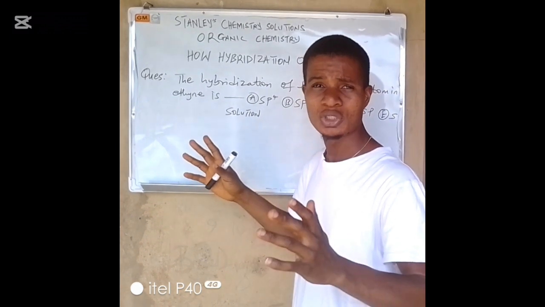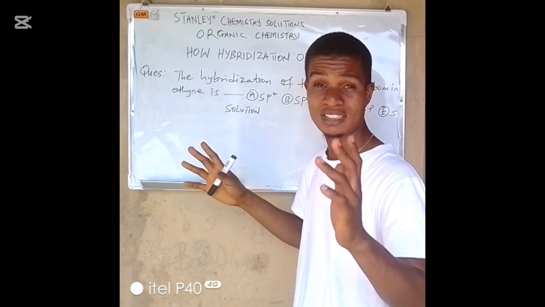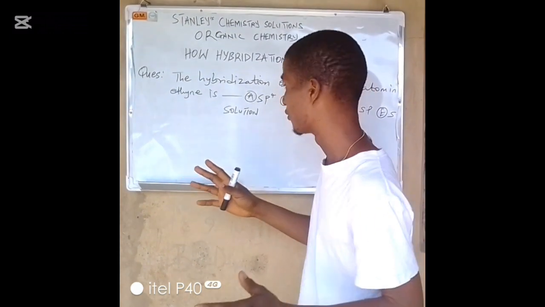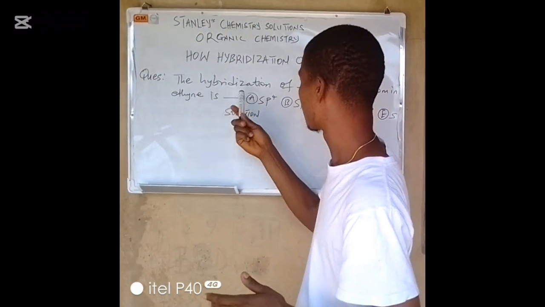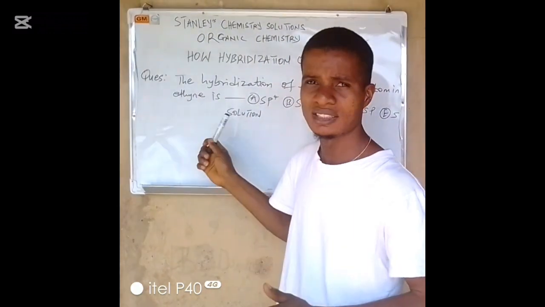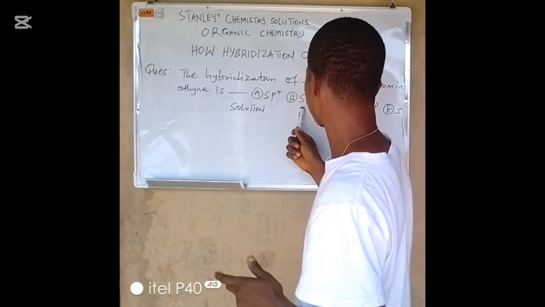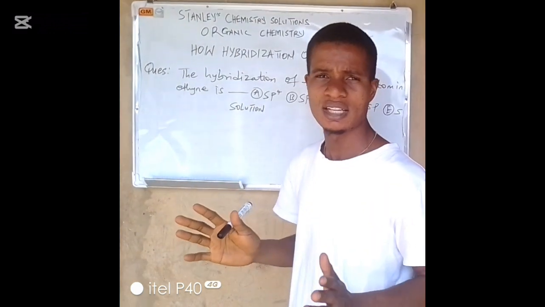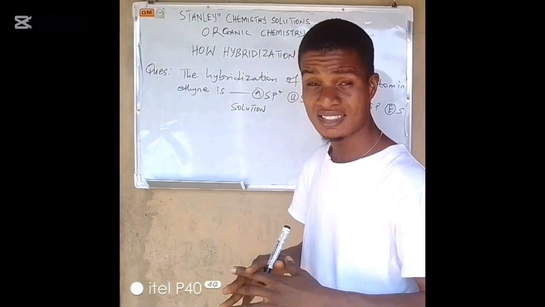But why I am calling out to WAEC candidates is that this is also a typical WAEC question. You can see it in theory, you can see it in objective. If you see it in theory, how do you defend yourself? So let's go. The question says: the hybridization of the carbon atom in ethyne is what? We have sp4, sp3, sp2, sp and s. Let's even know if those things exist and how they occur.